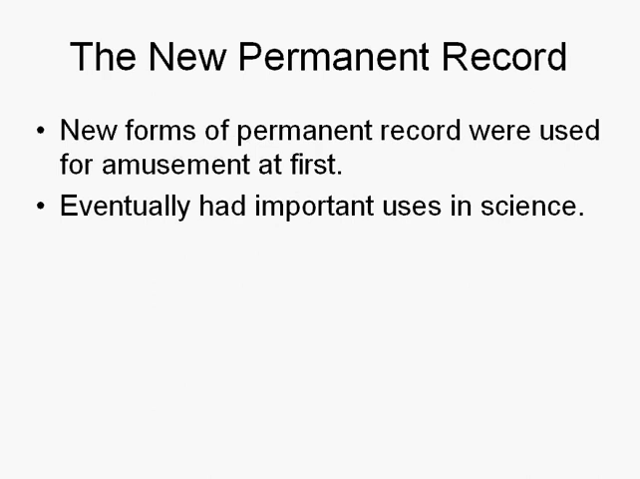As we look at the new permanent record, Mumford talks about some of the new forms of permanent record that were used, such as the camera, the phonograph, and the motion pictures, moving pictures. And he talks about how these forms were used for amusement at first, and then eventually were adapted for uses in science. Found it kind of interesting, just making a comparison to email, which has become a source of, I guess, permanent record since the 1990s in our society.